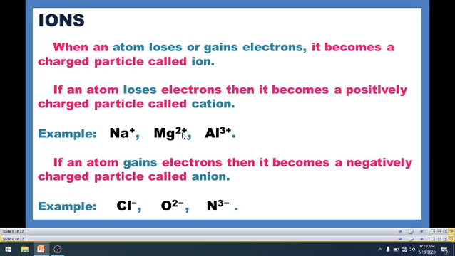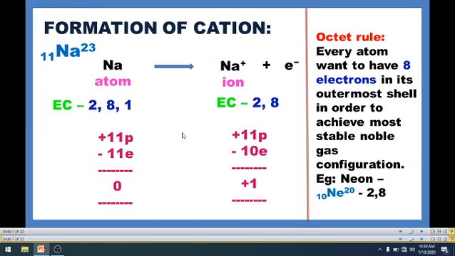So how is a cation formed? By losing electrons. How is an anion formed? By gaining electrons. So now let us look at the formation of a cation. How is a cation formed?